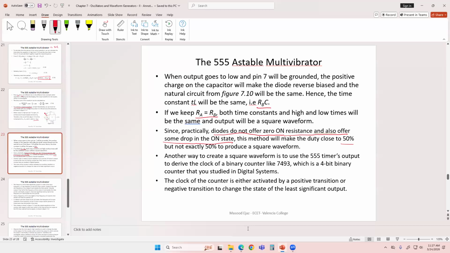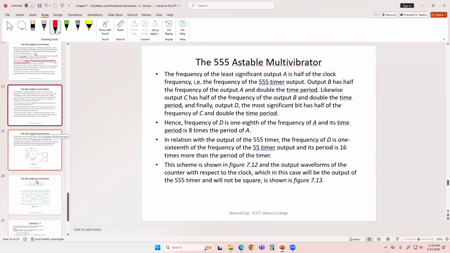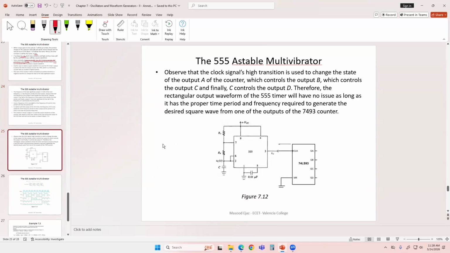Again, you guys discussed counters at least in digital systems, right? Digital counters, okay. And 7493 is one of the ICs that was discussed in digital systems, which is a 4-bit counter. So if you do want to have the output oscillating with 50% duty cycle, then you can create a circuit something like this. So the output of the 555 timer, which is the output 3, is the clock of the counter.